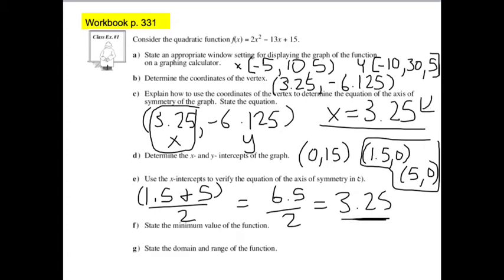For f, what we need to do is state the minimum value of the function. That's related to your vertex. The minimum or the maximum, depending on the parabola, is your y value. In this case, your minimum value is going to be negative 6.125. The reason? Well, if you notice, the parabola doesn't exist anywhere below negative 6.125. And so next up, we have to state the domain and the range of the function.